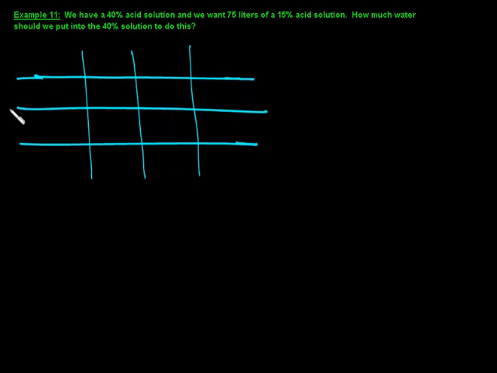So we have a 40% acid solution. This time we are looking at acid. The amount multiplied by the concentration should give you the quantity of acid. So we're looking at the quantity of acid. Okay, they ask us, we have a 40% solution and we want 75 liters of 15% solution. How much water should we put in the 40% solution to do this?